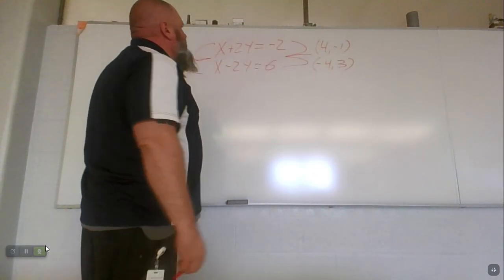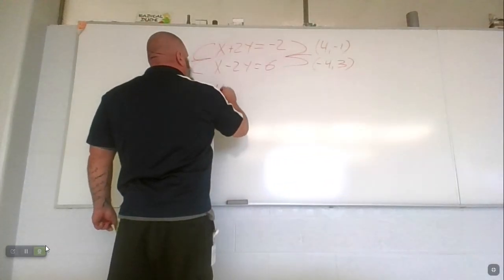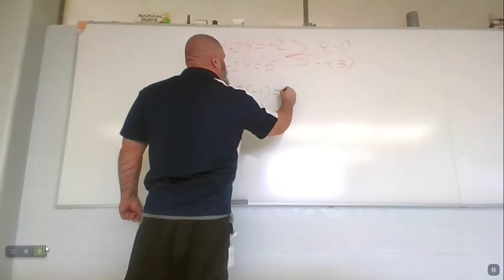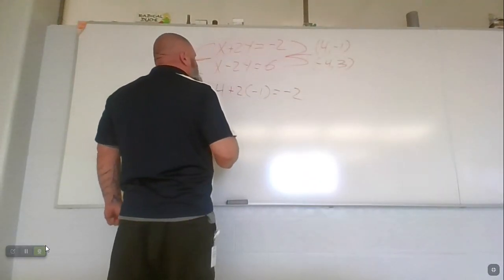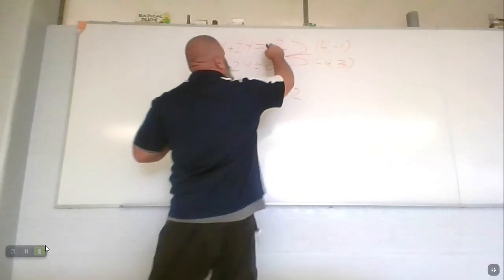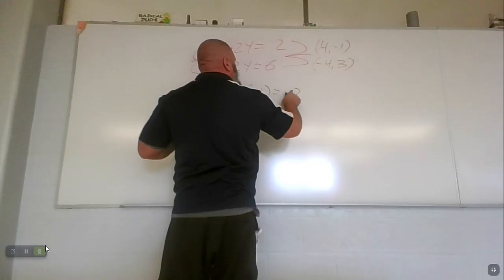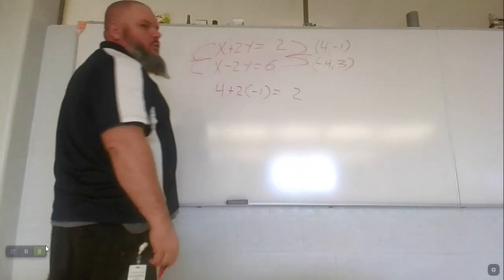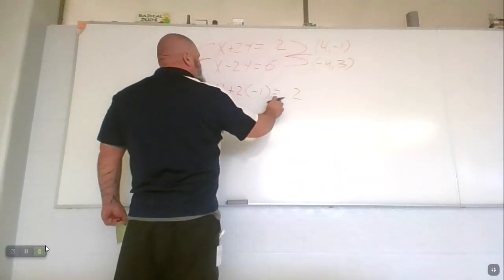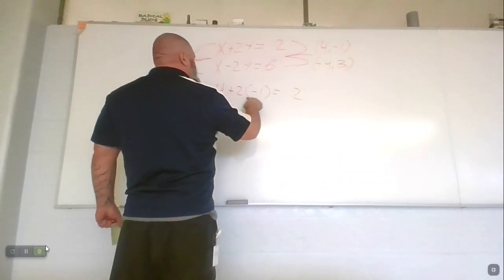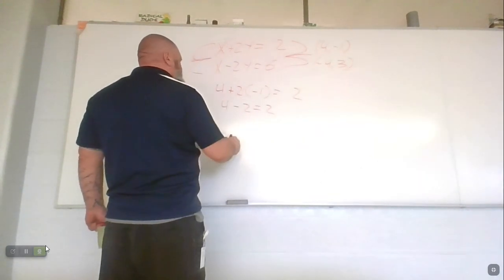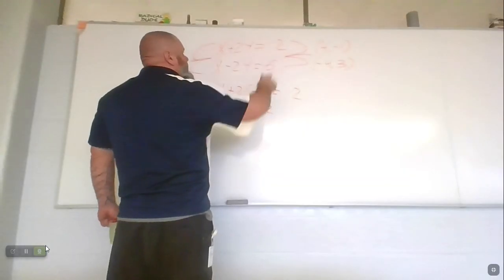X plus 2y equals -2. So x is 4 plus 2 times -1 equals -2. All right, is that all right? Oh, I meant to say equals 2. Sorry. Positive 2, not -2. Sorry about that. Hope you're not writing it in pen. 4 plus 2 times the -1 equals 2. So 4, 2 times the -1 is -2 equals 2. Is that a true statement? Yes. So it fits for the first one.